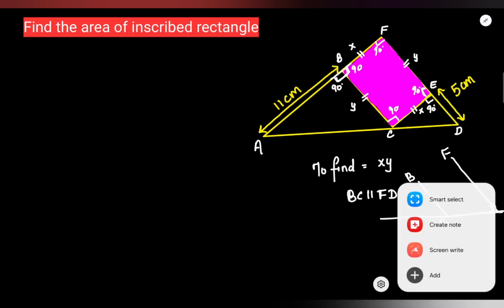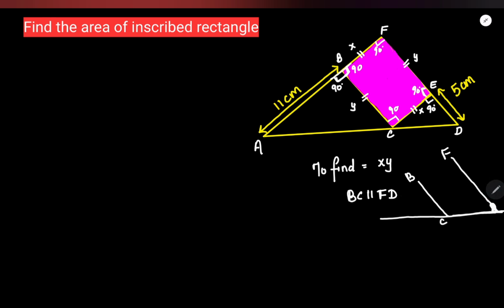Whenever we get a transversal, with this point D, this angle will be equal to this angle. Do you remember the corresponding angles we studied in the lines and angles topic? These are corresponding angles. This angle will be equal. Suppose I say this is angle 1, then this will be equal to angle 1.